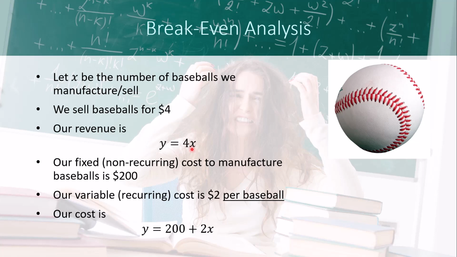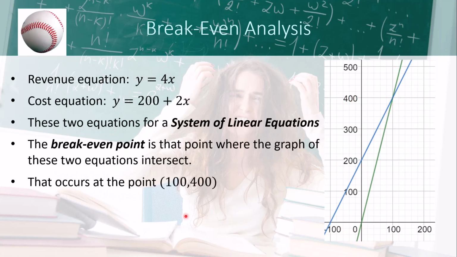Boom, boom, boom. Okay, now our cost function is going to have a fixed cost, which will be the same no matter how many baseballs you make, $200. There it is. Our recurring cost is $2 per baseball, 2 times x. So this is the equation for our cost. This is the equation for our revenue. And it turns out that our break-even point is that value of x which is a solution to both of these equations. So let's go ahead and plot them.